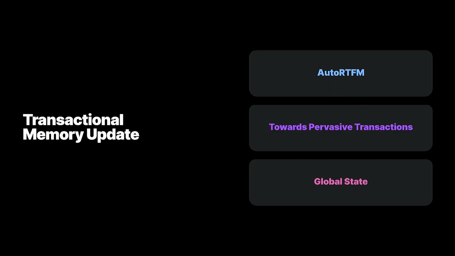Next, I want to tell you more about transactional memory. Transactional memory is a major feature of Verse. It's kind of fundamental to how Verse works, and it's fundamental to how we'll be able to do some of these exciting things like having a global variable that's shared between sessions. So let me go over 3 parts of this. One is AutoRTFM, which is a technology that we've started to deploy. Then I'll tell you about the plan for pervasive transactions and for global state.